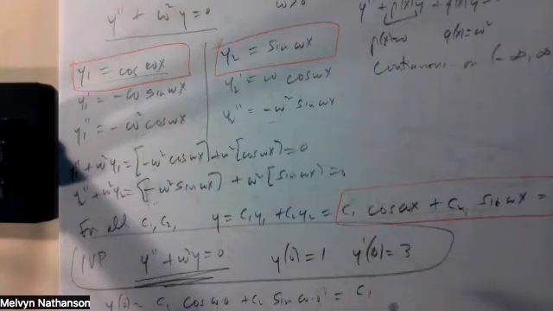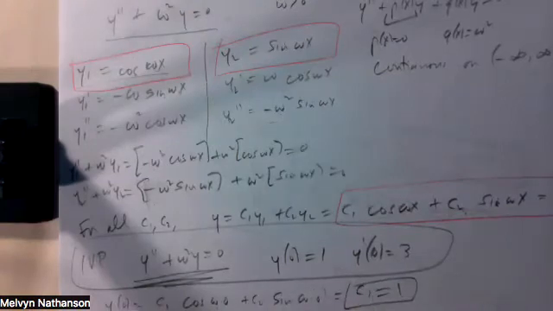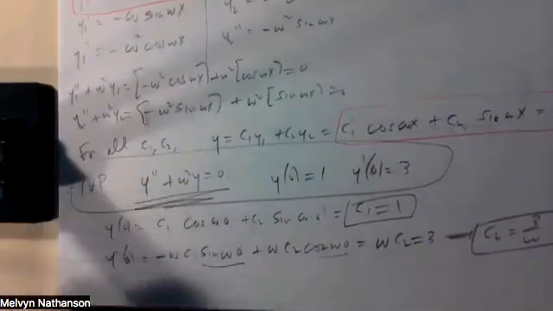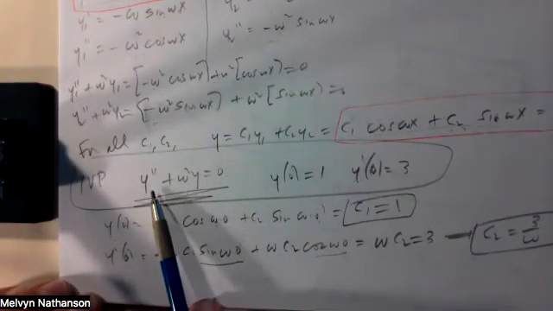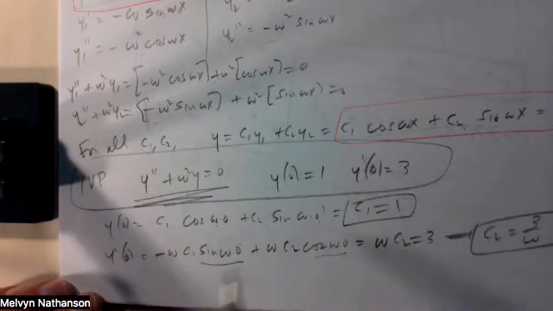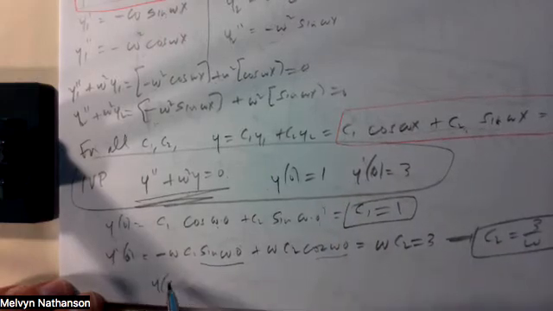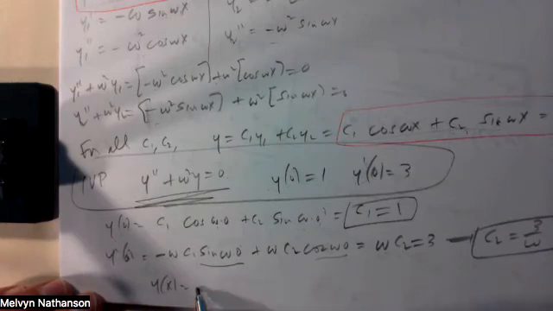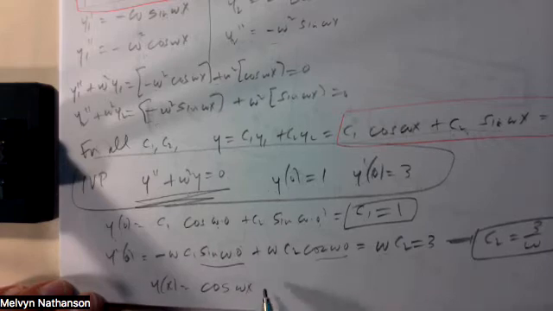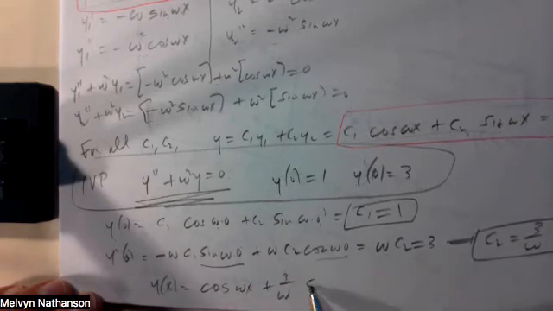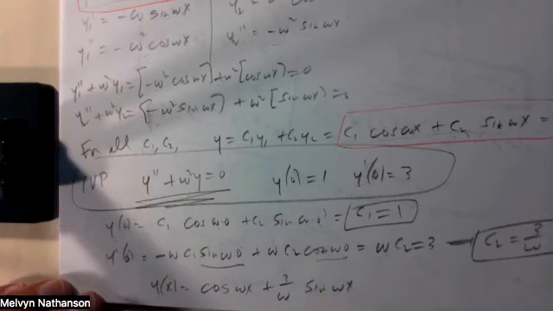And we want y of 0 to be equal to 1, so C1 equals 1. And we want y prime of 0 equal to 3, so omega C2 equals 3, which means C2 is going to equal 3 over omega. So for the initial value problem, this differential equation with this initial condition, the unique solution is y of x equals C1, which is 1, times cosine omega x, plus 3 over omega sine of omega x.